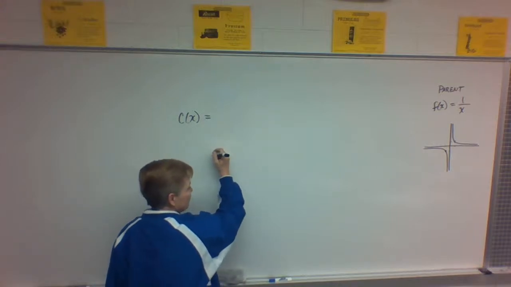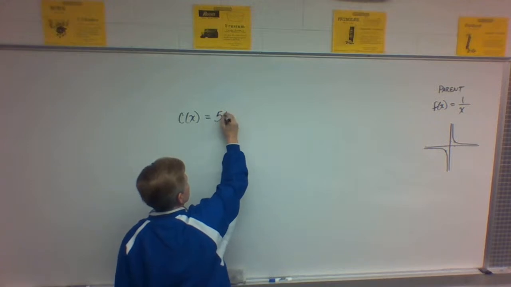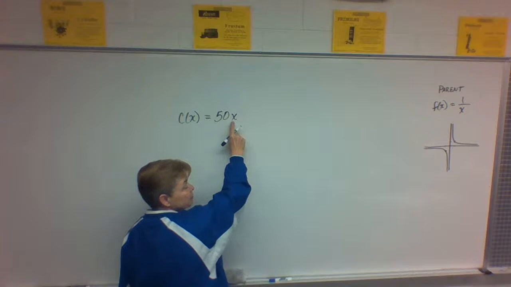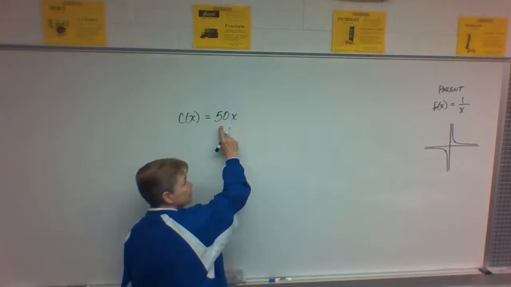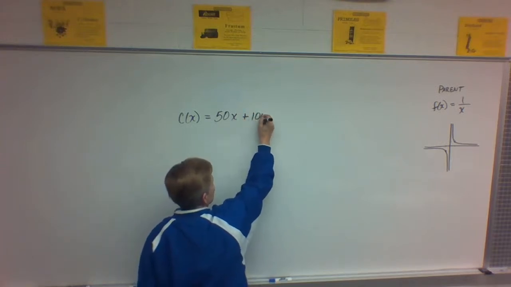What will it be? 1,000 plus 50x. What'd you say? 50x plus 1,000. Okay. That's how you want to write it. 50x, that's the cost of the material to print X items. Do you agree? Yes. 50 times X, and then you have to add on that additional cost of the printer to begin with.